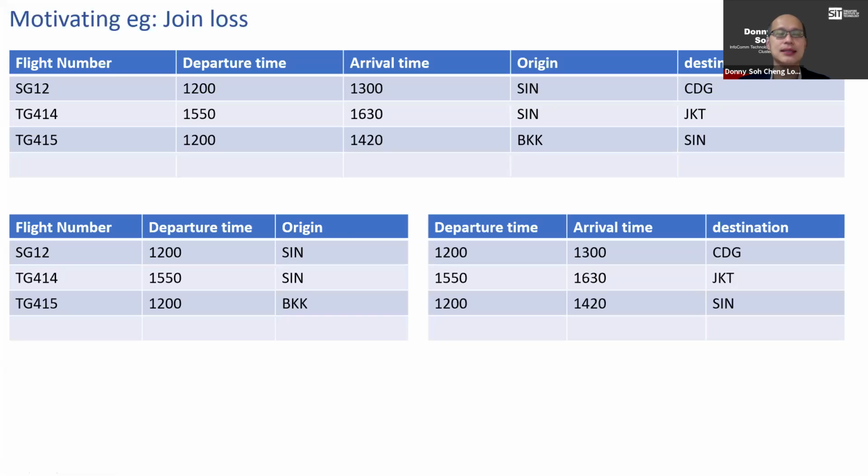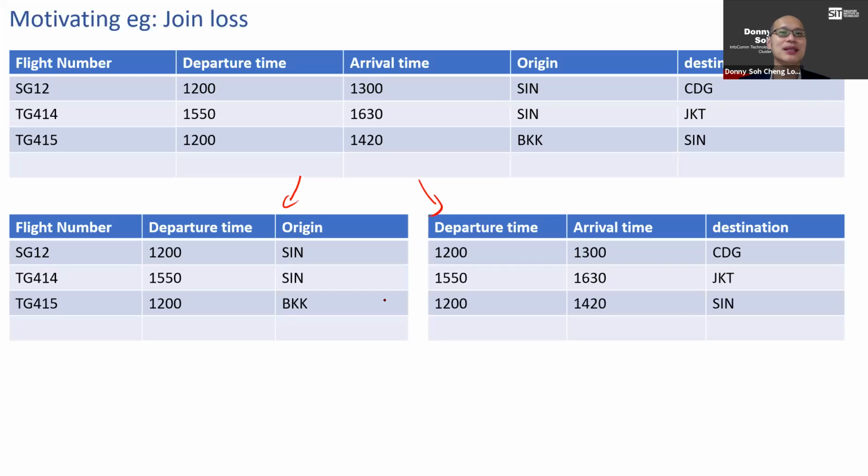Okay. So for instance, I have this original table: flight number, departure time, arrival time, origin, destination. I split this table up into these two forms: flight number, departure time, origin, and the other one is departure time, arrival time, and destination. So in this situation, the decomposition is actually lossy in the sense that I cannot join back these two tables. I mean, how am I supposed to join them? There's no way for me to know which row to join to which row. So the decomposition is lossy.